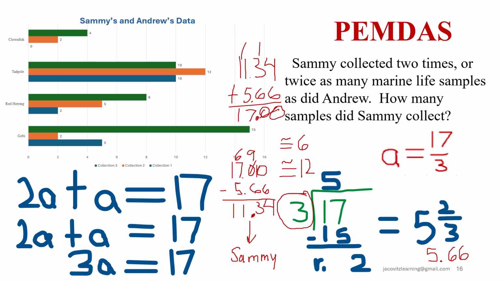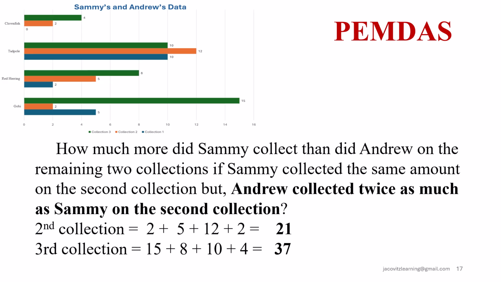Now here's the situation. On an exam, they may give you something like 11, 12, 13, 14. You're going to have to figure out how to make sure you get the right answer. So we'll go over that on the next slide. So now if you want to do a word problem like this, how much more did Sammy collect than did Andrew on the remaining 2 collections? If Sammy collected the same amount on the second collection, but Andrew collected twice as much as Sammy did in the second collection. Now remember, the first collection is blue. Second collection is orange.